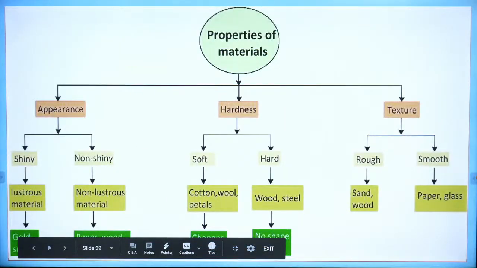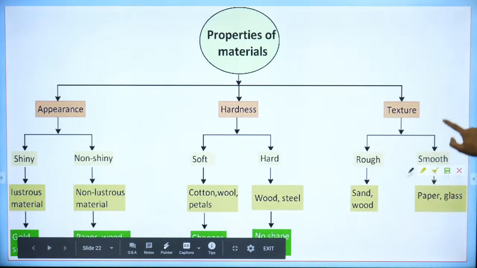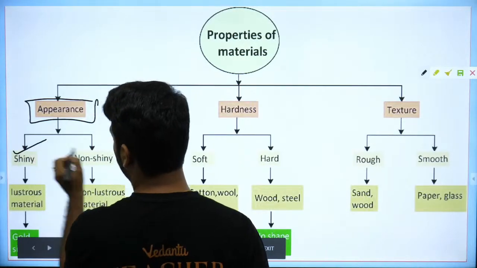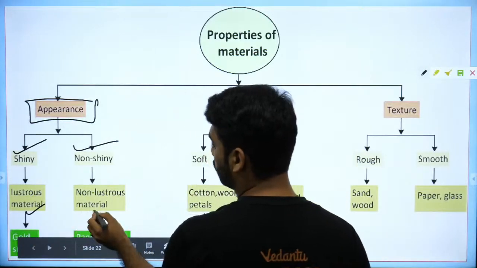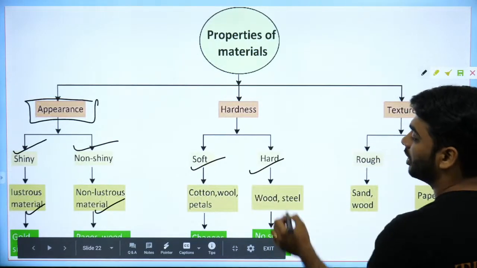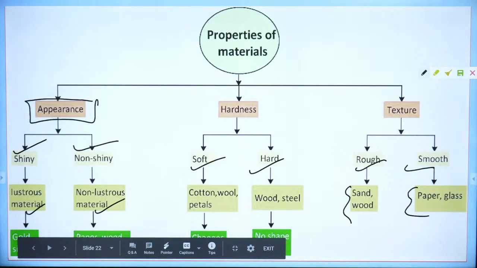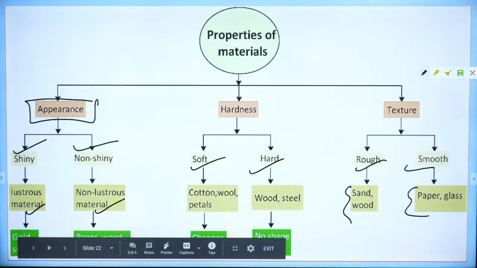Moving on, properties of materials. Very, very important, the properties of materials. Now, materials depend on their appearance. They can be shiny like metals or non-shiny like non-metals. Gold is shiny, coal is non-shiny. They can be soft like rubber or hard like iron. They can be rough like sand or wood, and they can be smooth like paper or glass or gold. Okay? So this is how materials are classified. Please have a look. Guys, this is a very simple topic but quite scoring, because this is definitely going to come in your exam. Okay?